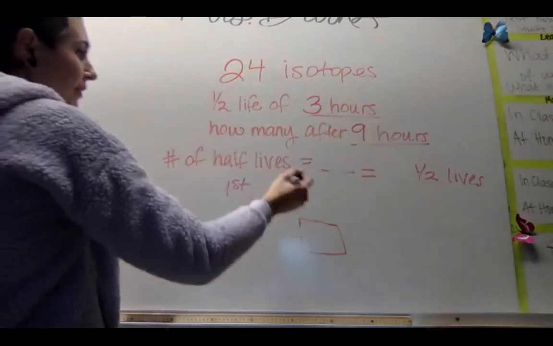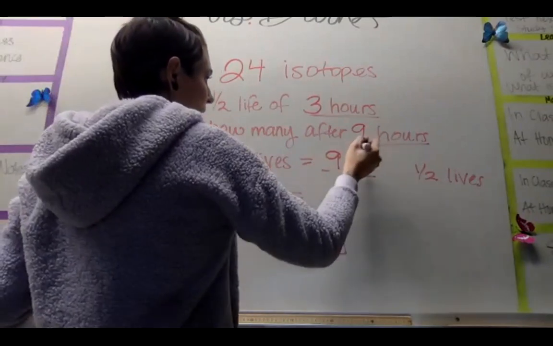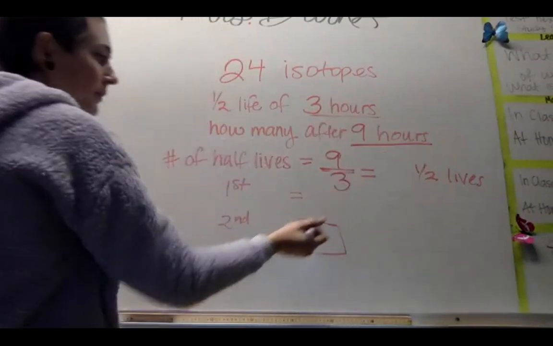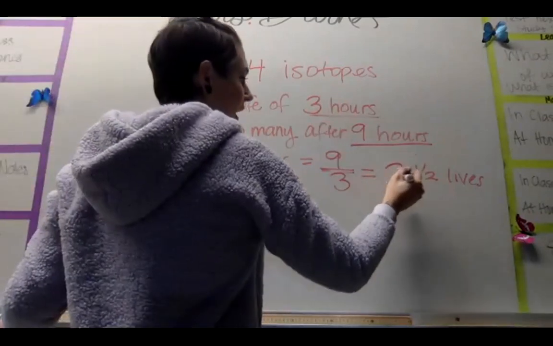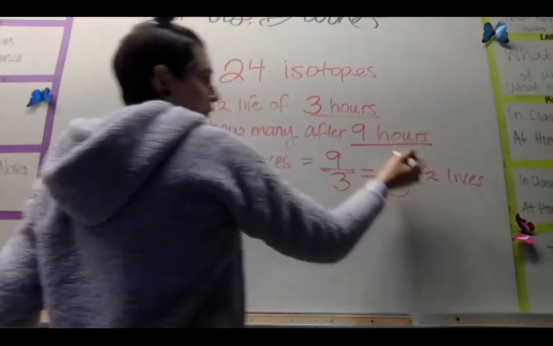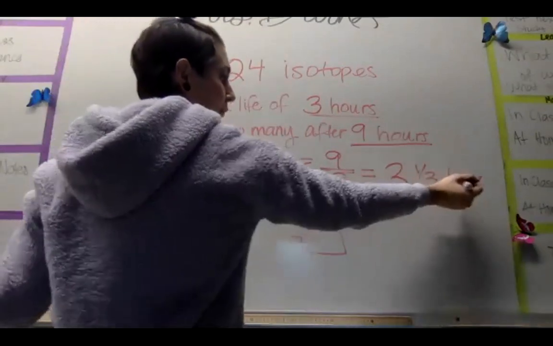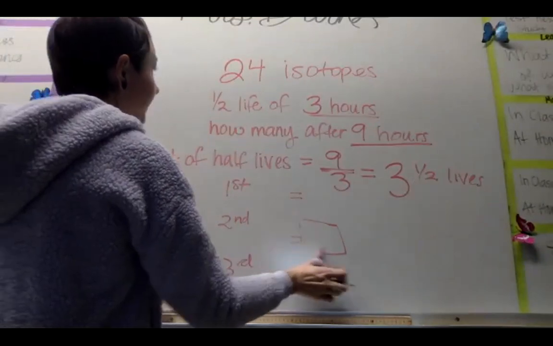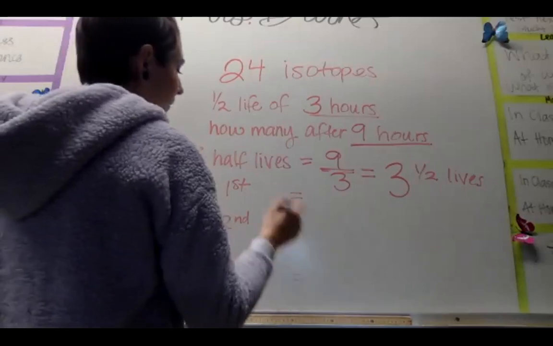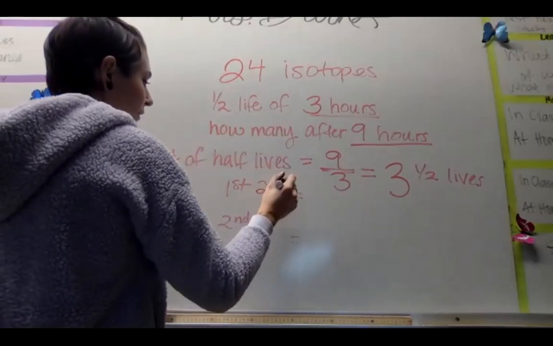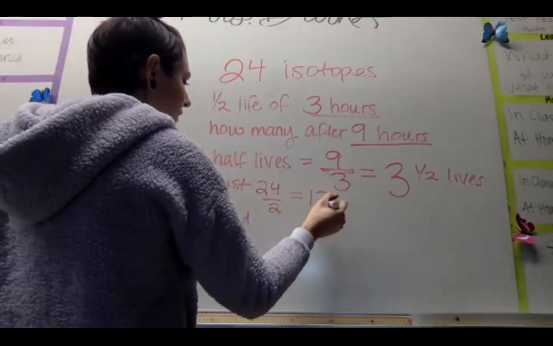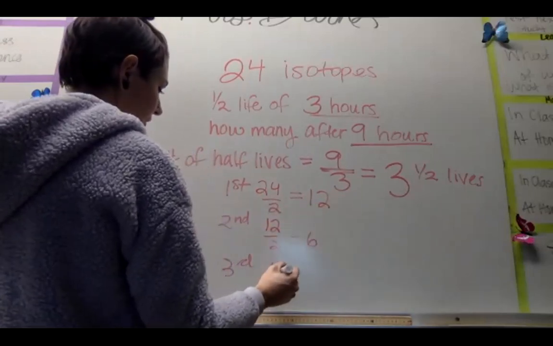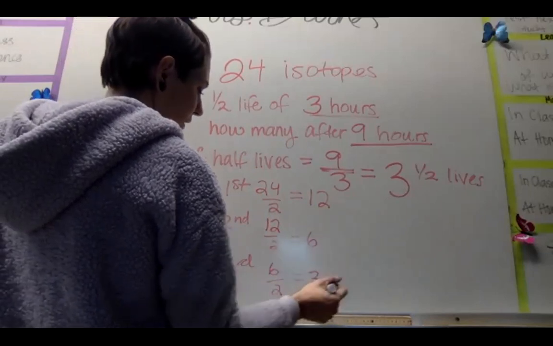So for the number of half-lives, I divide my total amount of time, which is 9, by the length of my half-life, which is 3. 3 goes into 9 3 times. That tells me that over the course of 9 hours, I have 3 half-lives. And so then I'm going to divide 24 in half 3 times. 24 divided by 2 is 12. 12 divided by 2 is 6. And 6 divided by 2 is 3.